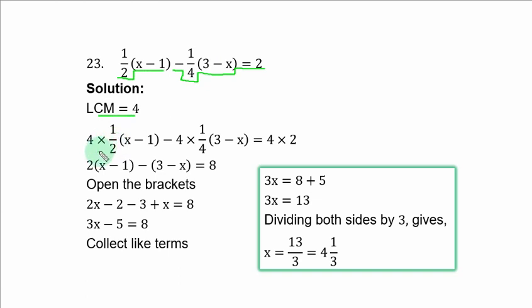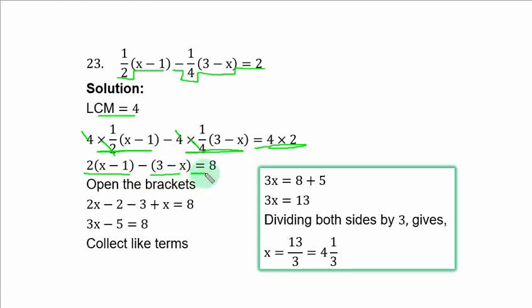So the first term, you multiply it by the LCM. The second term, multiply it by the LCM. The right hand side, multiply it by the LCM. So you multiply through the equation by the LCM. So here 4 divided by 2, you have 2 remaining times the other term. 4, we cancel 4, you are left with this, and it is equal to 8.